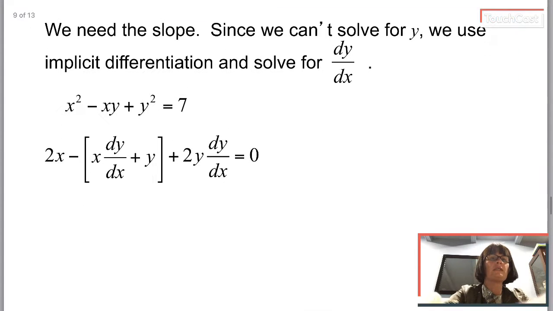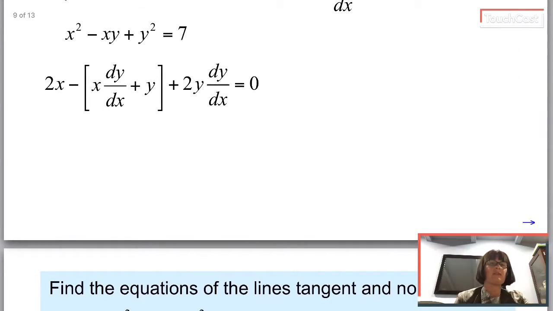Just notice the tricky part here, the reason this example is in your notes, is because we have this application of the product rule. So x squared minus xy plus y squared equals 7. I'm going to take the derivative of both sides with respect to x. So the derivative with respect to x of x squared is 2x.